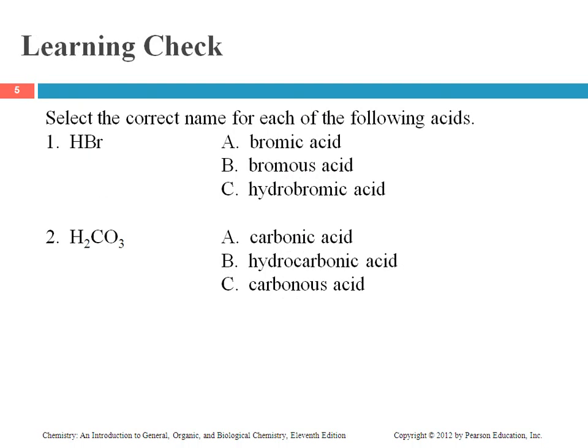Okay, so try to name these. You can pause and then pick back up. We have a hydrogen bonded to a nonmetal, so we're going to have to use hydro and bromic acid. That's our ending. So C, hydrobromic acid.